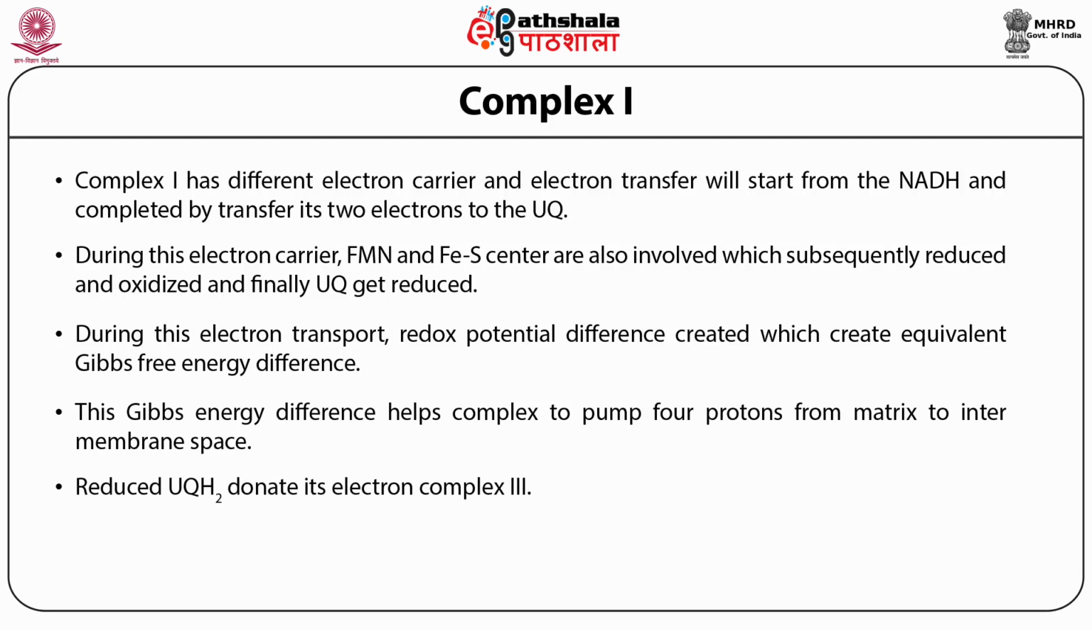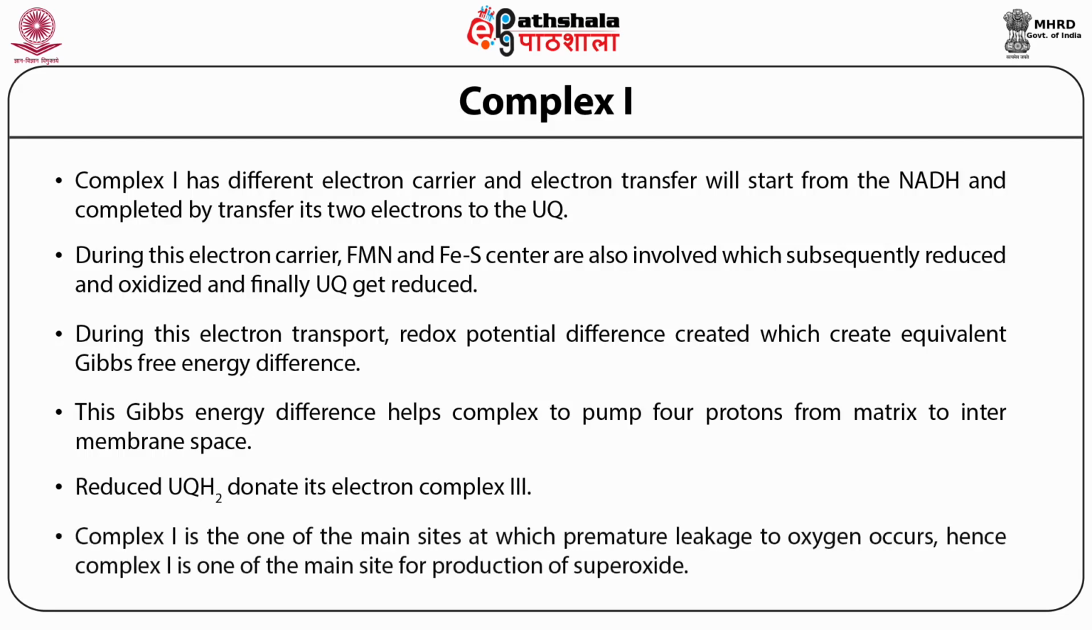It is a very important point to note that premature leakage of electrons to oxygen occurs in complex 1. So this is a major site for the production of reactive oxygen species.